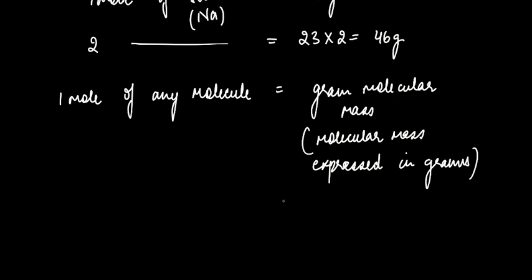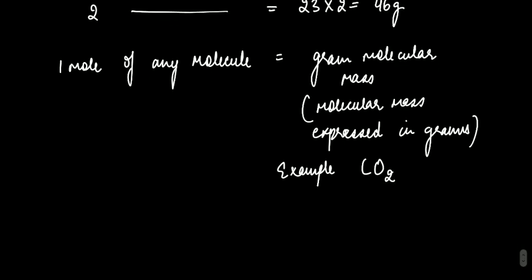First we need to understand how to calculate molecular mass. So I'm going to take an example over here. We are going to talk about carbon dioxide, CO2. So one molecule of carbon dioxide has one carbon atom and two oxygen atoms.